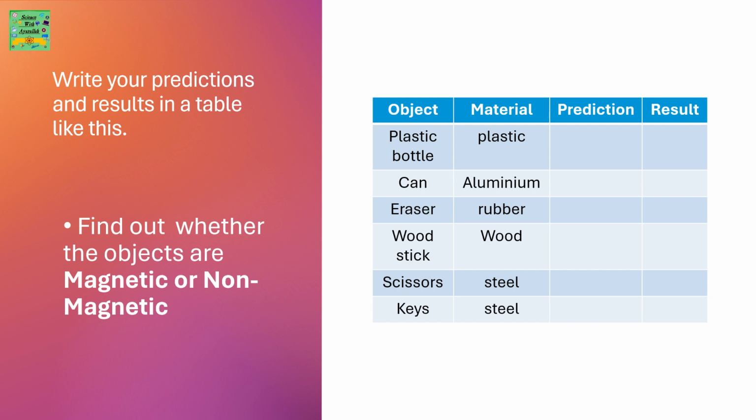Plastic bottle is made of plastic. Can is made of aluminium. Eraser is made up of rubber. Wood stick is made of wood. Scissors is made of steel. Keys are made of steel.